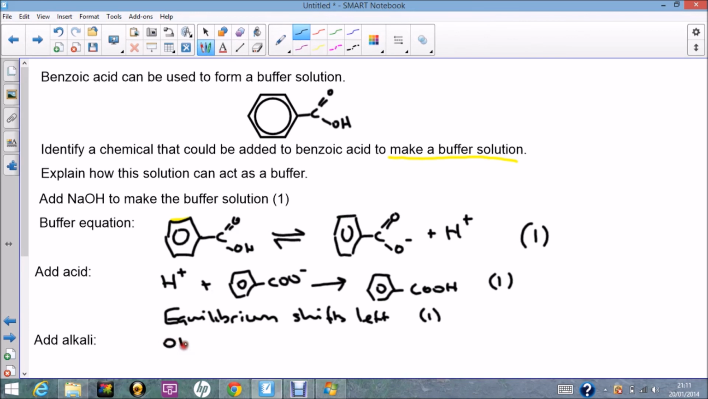Then we're going to add some alkali. So there's our OH minus ions. OH minus is going to react with H plus. You'll notice that this is always the same, making water. So 1 mark for that. And then we say that equilibrium shifts to the right. 1 mark for that, because if we're taking away the H plus by reacting it with the OH minus, this equilibrium is going to want to restore that concentration, so it's going to shift right. Again, 1, 2, 3, 4, 5, 6 marks in total.